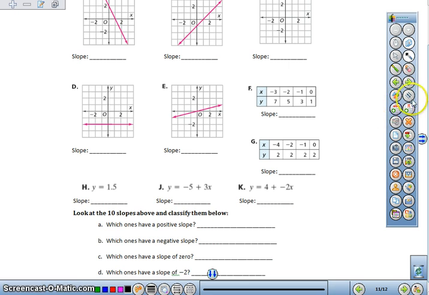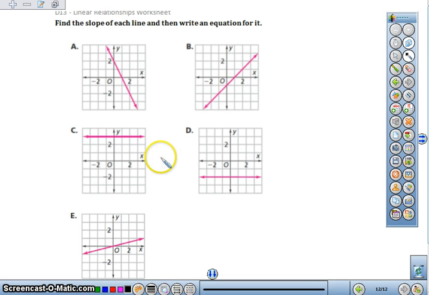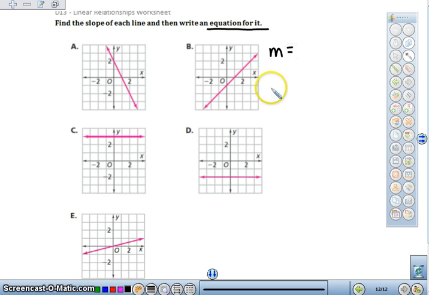And then it asks you some questions, and the last page of the worksheet asks you to find the slope of each line and write the equation. So for each one, I need the m equals, and then I need you to tell me the equation, and all of your answers will look like this for A, B, C, D, and E.